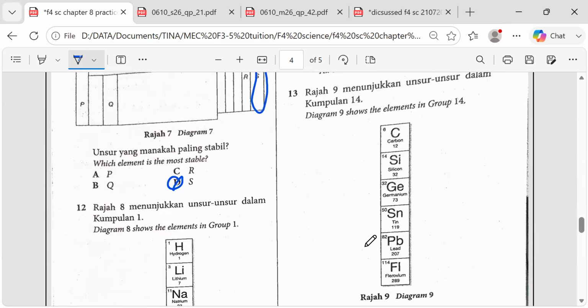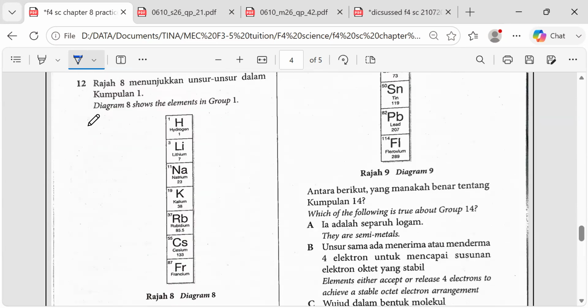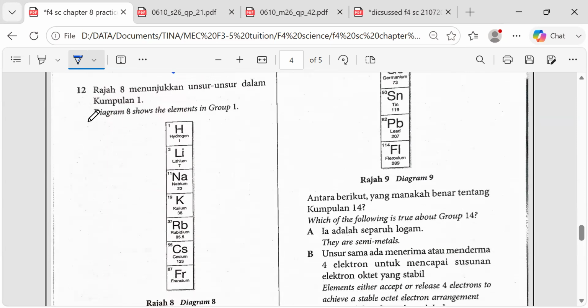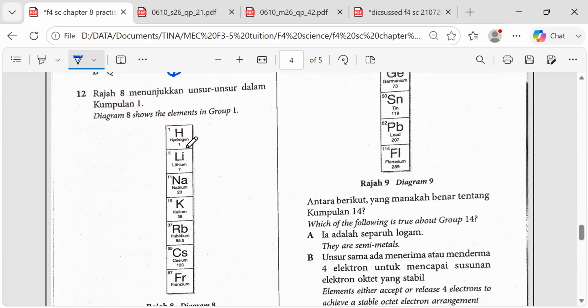Now this is group 1. Okay, what's the problem? Shh, guys. Hydrogen is not part of group 1. Not technically part of group 1, because it is a non-metal. It's just there because it has 1 valence electron. Group 1 is actually lithium, sodium, potassium.